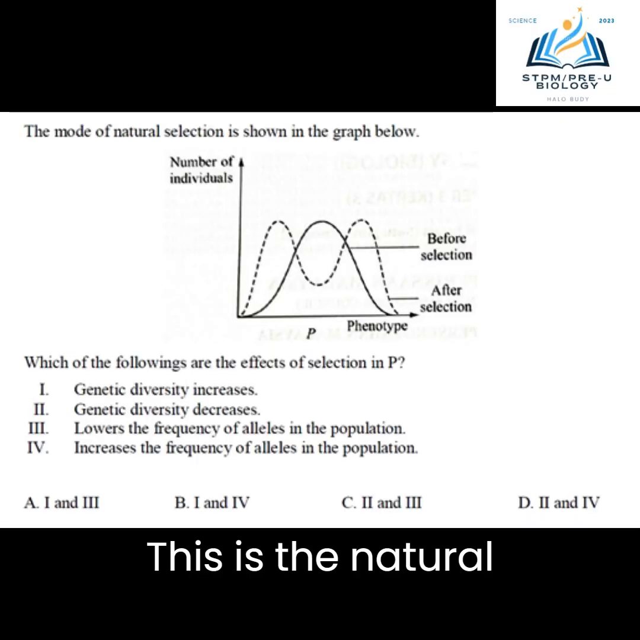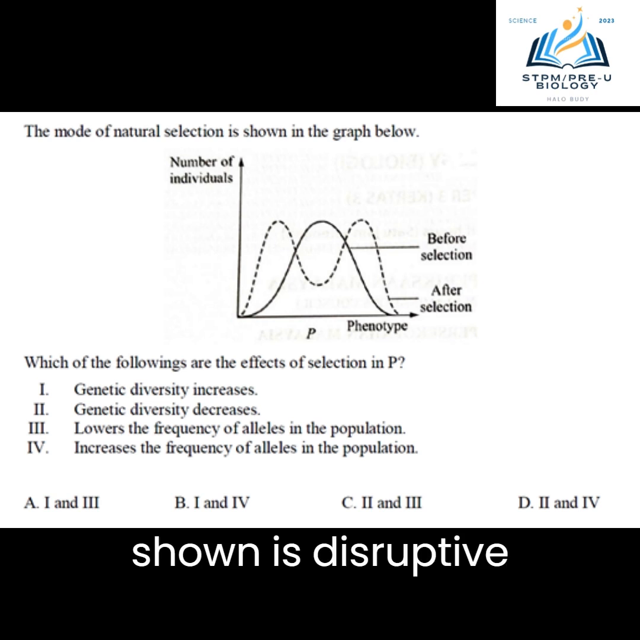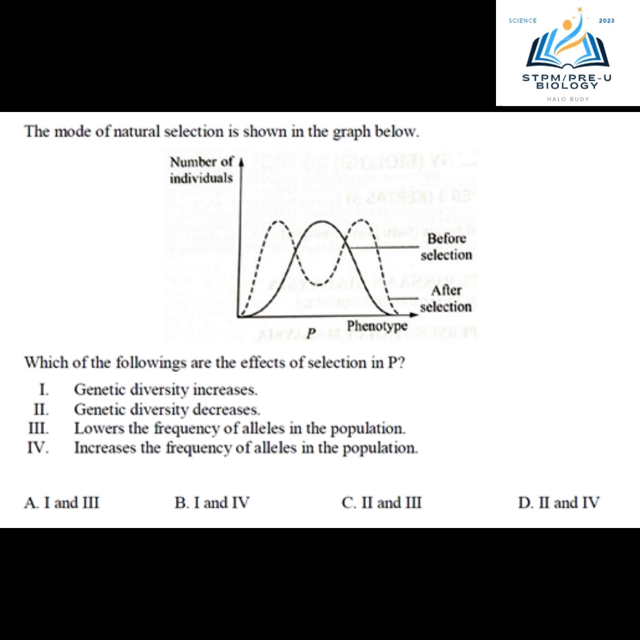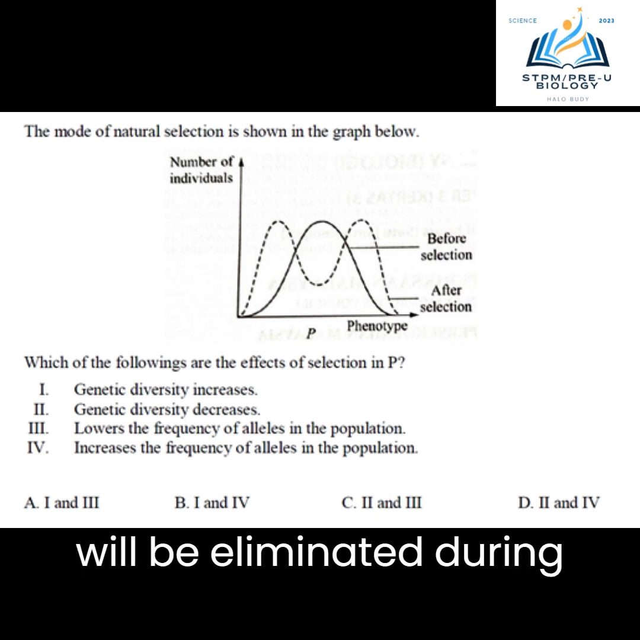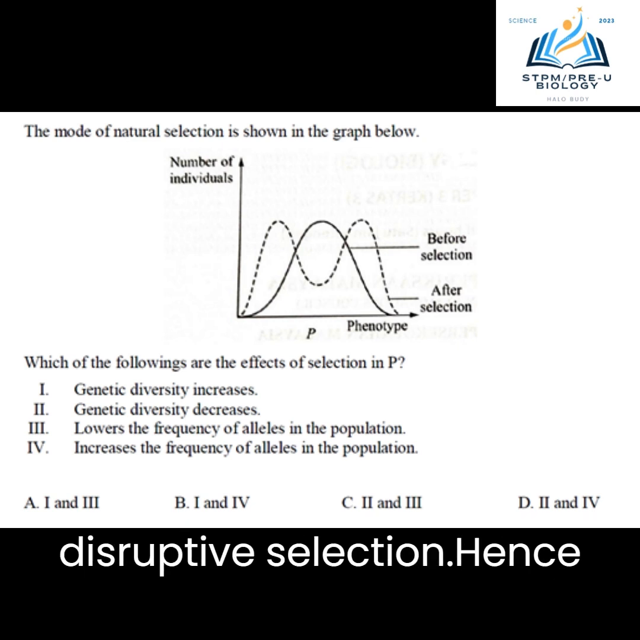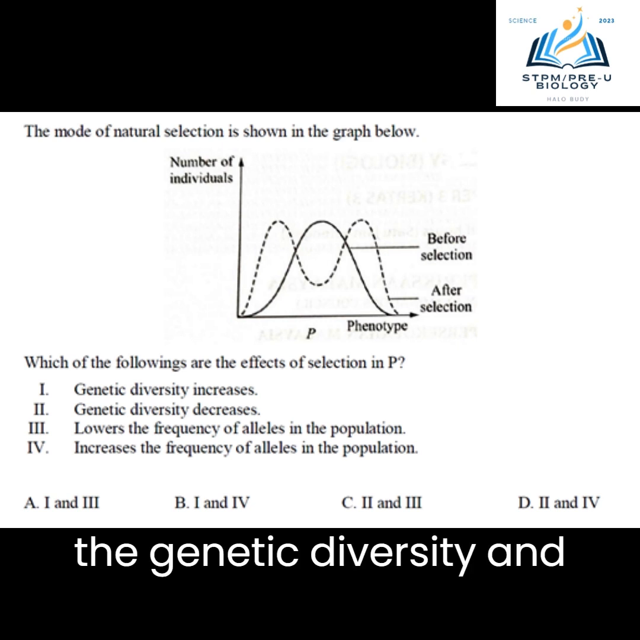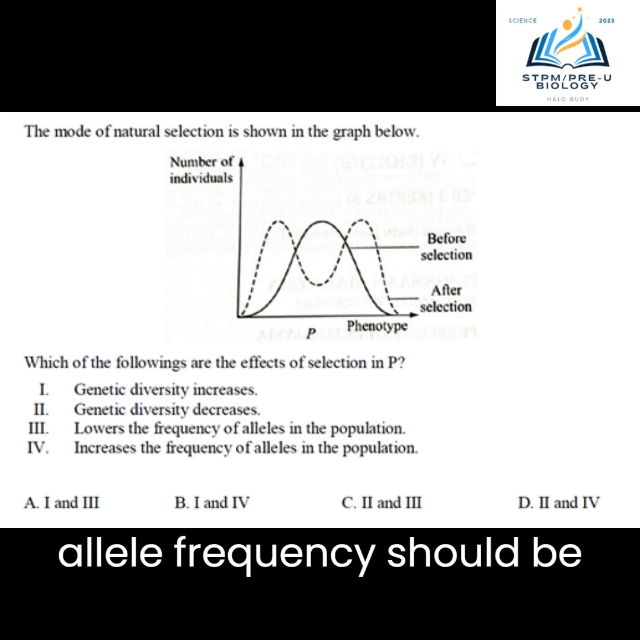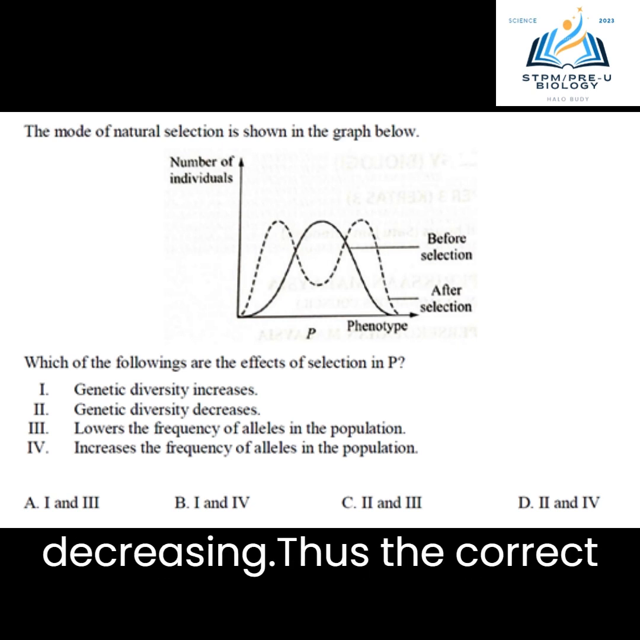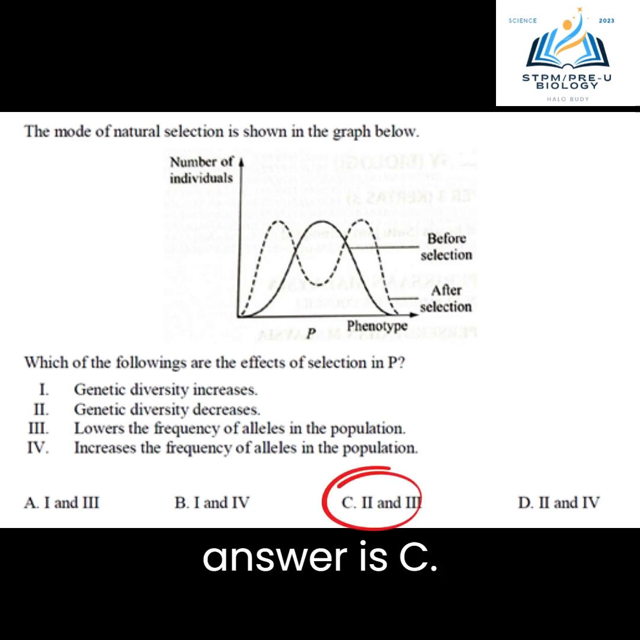This is the natural selection question. The graph shown is disruptive selection. P is the intermediate trait which will be eliminated during disruptive selection. Hence, the genetic diversity and allele frequency should be decreasing. Thus, the correct answer is C.